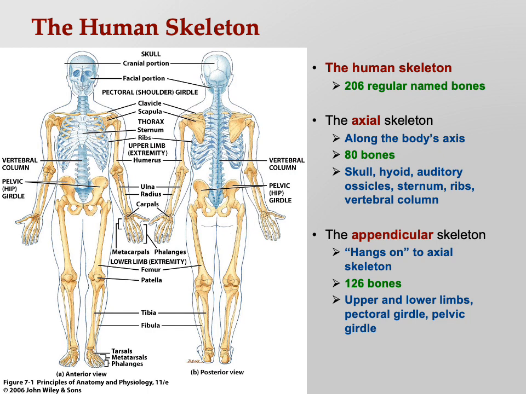So think about it. What are the 2 bones? Just the common names, even if you don't know the technical names. What are the 2 bones that hold your arm onto the rest of your body? Yeah, your shoulder blade and your collarbone. Your collarbone we call the clavicle. Your shoulder blade we call the scapula.